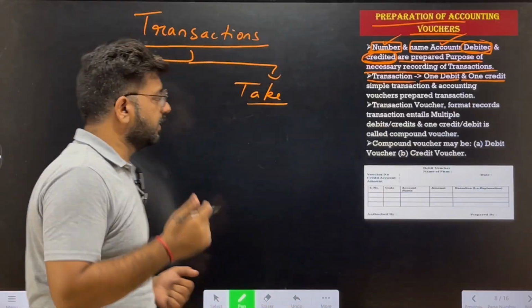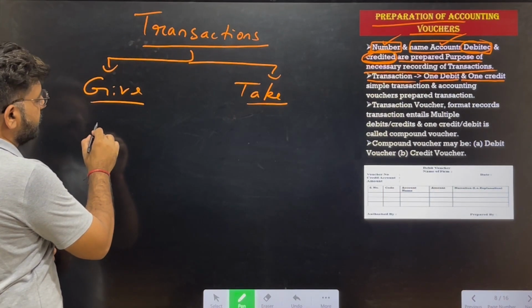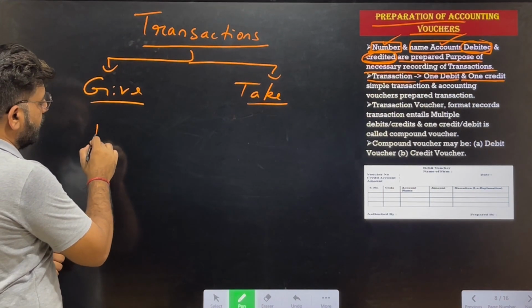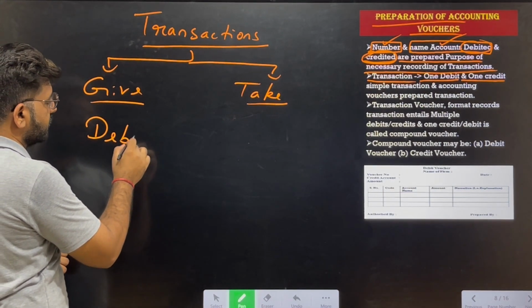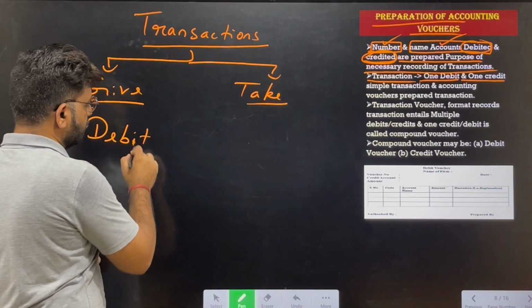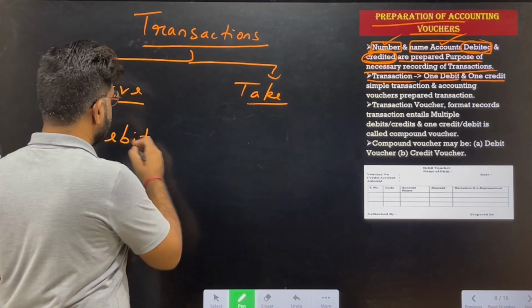Let me just give you a glimpse, just a small example. For example, when we purchase the goods, we have to simply debit what comes in. I'm just telling you the example. In future, we will be studying it in depth, but let me just explain it to you.